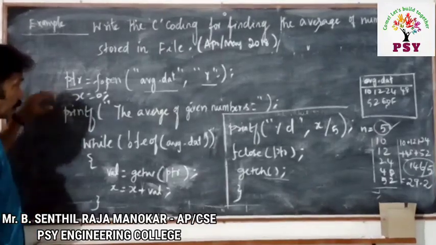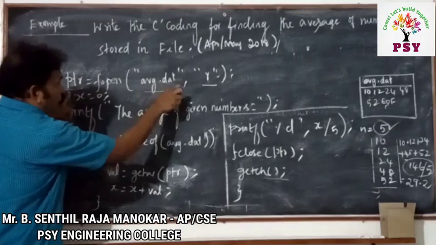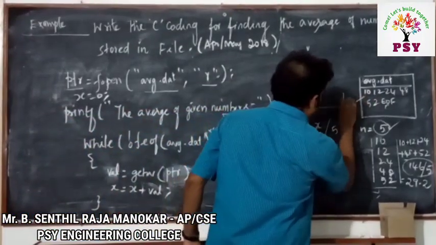Okay. So next, the pointer will be here. Once you have this code, automatically the pointer ptr will be here.